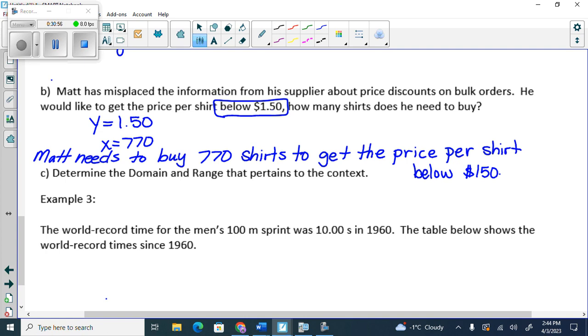Now if we did our domain and range again, our domain is our x values, it's number of shirts. What's the lowest number of shirts you could buy? 0, right? So our domain would be x such that x has to be greater than or equal to 0. X is an element of the reals. Because the number of shirts you can buy is nothing. What about your range? What's the lowest you could spend on a shirt? 0. So our range would be y such that y is greater than or equal to 0. Y is an element of the reals.